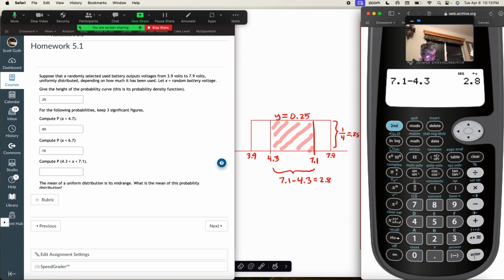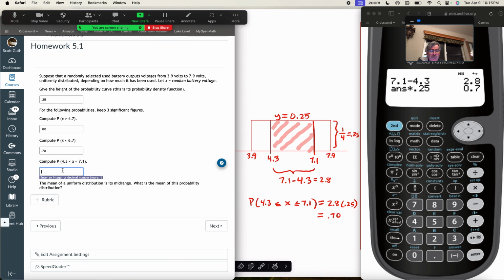And that sounds familiar actually. So the probability that x is between 4.3 and 7.1 is just the area of the rectangle, which is the base 2.8 times the height 0.25. And I think this is going to be 0.7 again. Okay, so 0.70, again 70%. I'm going to put this in over here.